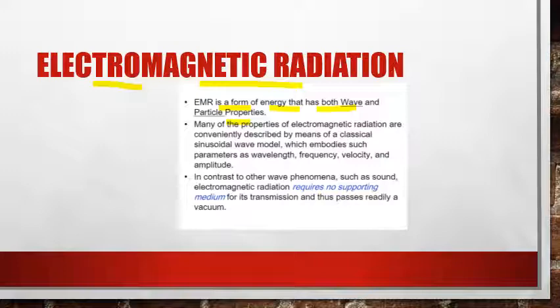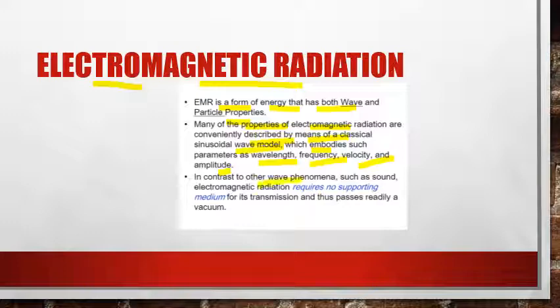Many of the properties of electromagnetic radiation are conveniently described by means of a classical model which embodies parameters such as wavelength, frequency, velocity and amplitude. So various models have explained the properties of electromagnetic radiation as a wave.